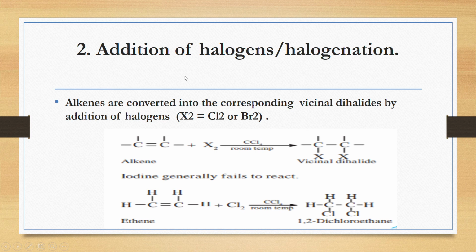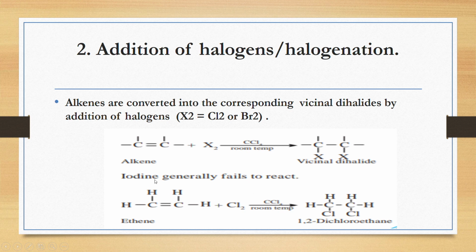So here is the general reaction. Carbon-carbon double bond represents alkene. We are adding halogen X2 in presence of CCl4, that is carbon tetrachloride. Double bond will get converted into single bond and new valencies are created with each of the carbon atoms, which will get completed with two halogen atoms. So one halogen will go to the first carbon, the other halogen will go to the next carbon, and thus vicinal dihalide will get formed.